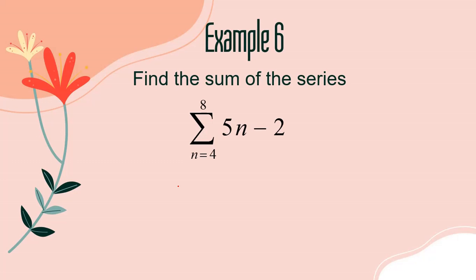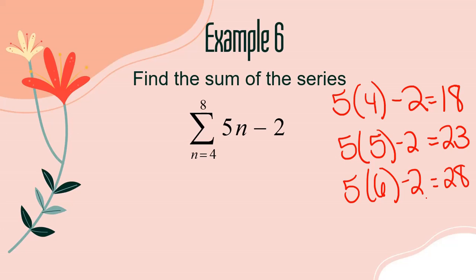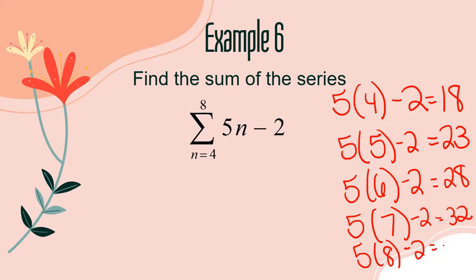Last example of the day. All right, so starting at 4, we're going up to 8. So I got 5 times 4 minus 2, 18. 5 times 5 minus 2, that's 23. 5 times 6 minus 2, that's 30, 28. 5 times 7 minus 2 is 32. And, right? Yeah, 30, yeah. And then 5 times 8 minus 2 is 40, 38? Question mark? It looks like it.